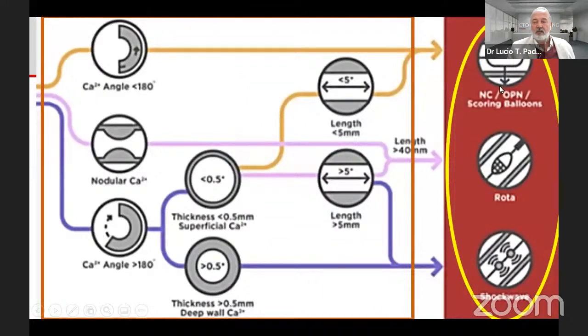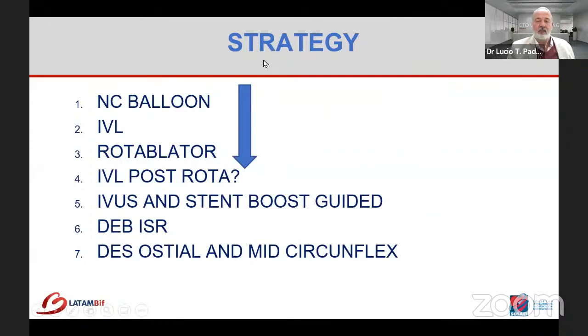So what is the technique to modify the plaque? Here it says we are going to do Shockwave. My strategy in this case is a non-compliant balloon first of all, then IVL, if not rotablator, and if I do rotablator, always guided by IVUS. What about IVL post-rota? I don't know. Then DEB in the distal circumflex, and DES in the ostial mid circumflex. Then we can discuss this, but this is my strategy.